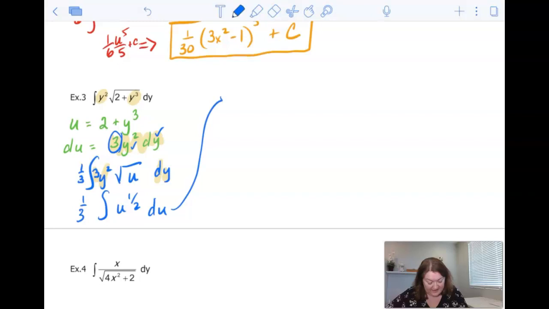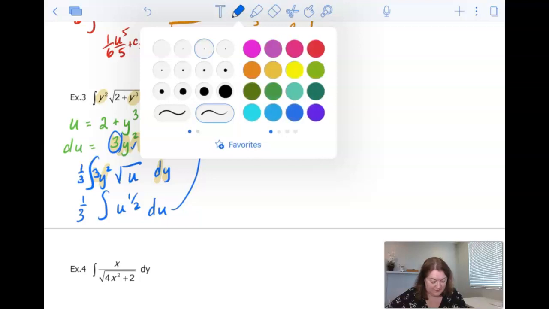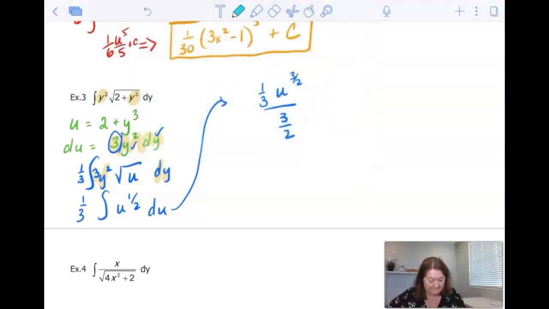Okay, let's go find the antiderivative now. Raise the power by 1, so the 1/3 would just follow along. Raising the power by 1 would be 3/2, and then I'd have to divide by 3/2. That looks super ugly. Can I turn it into multiplying by the reciprocal instead? Let's instead call it multiply by 2/3. Cool. All right, so now my answer is going to be 2/9 u to the 3/2.